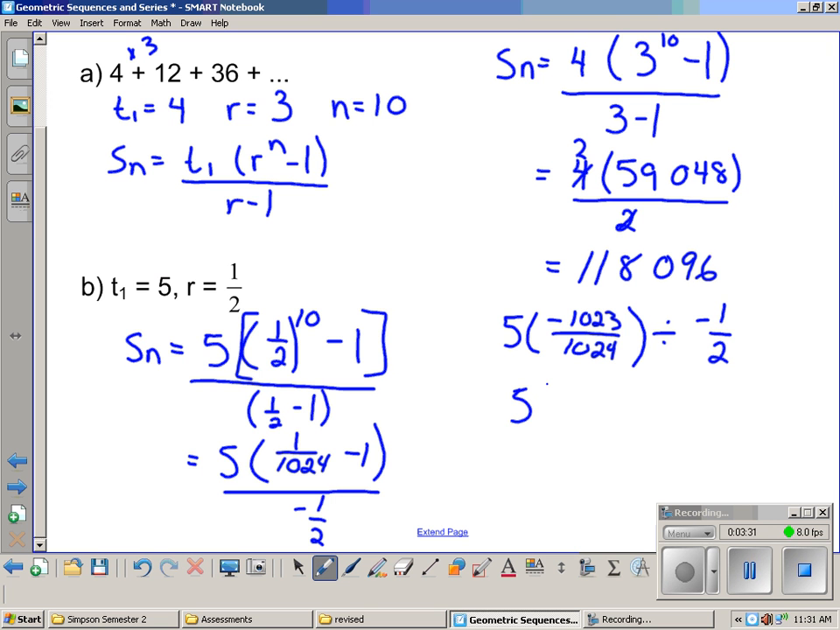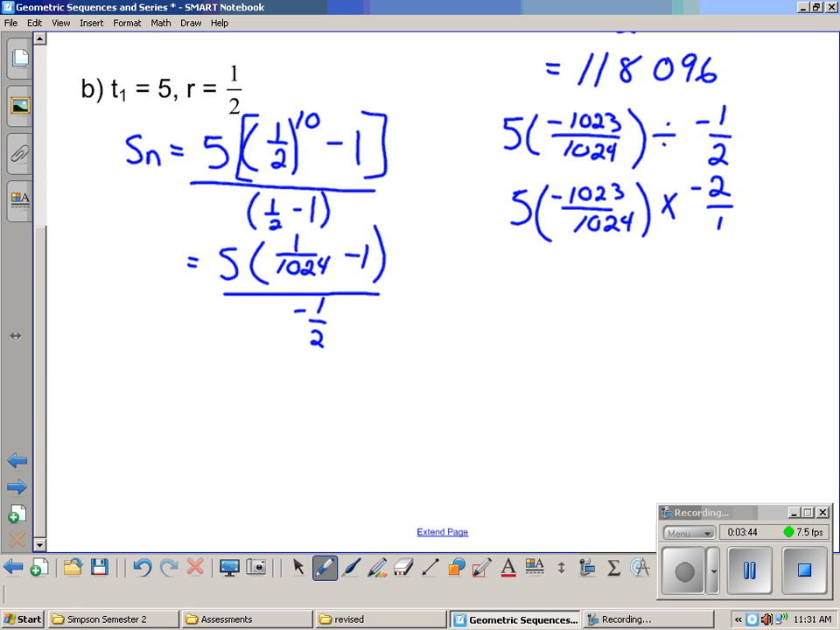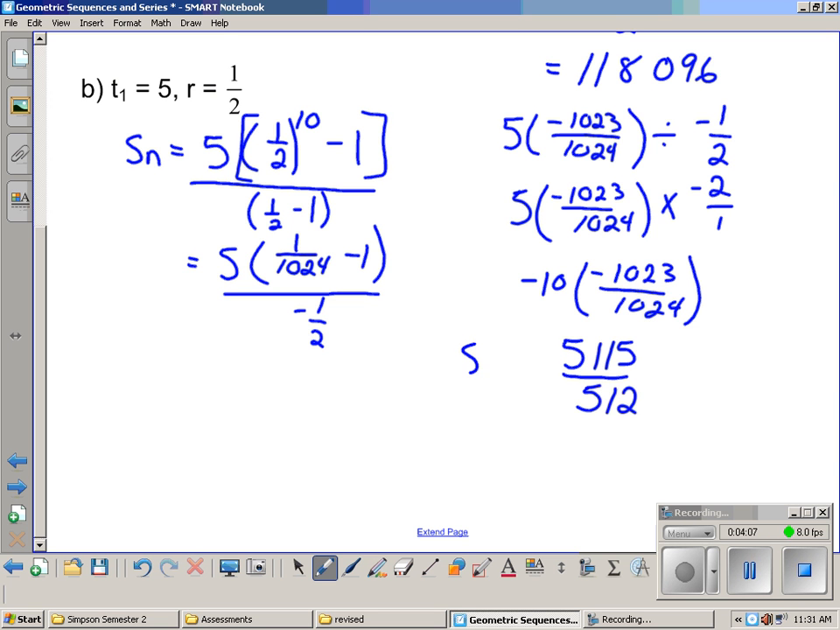So we end up with 5 times negative 1,023 over 1,024 times negative 2 over 1. Five times negative 2 is negative 10 times negative 1,023 over 1,024. Multiplying that out, we end up with 5,115 over 512. So this is our sum. We want to keep those sums as fractions so that we have exact sums rather than approximate answers.